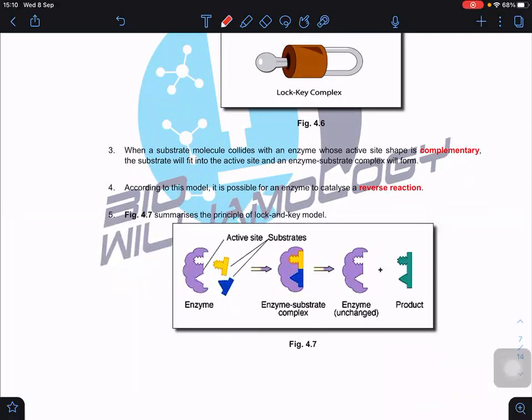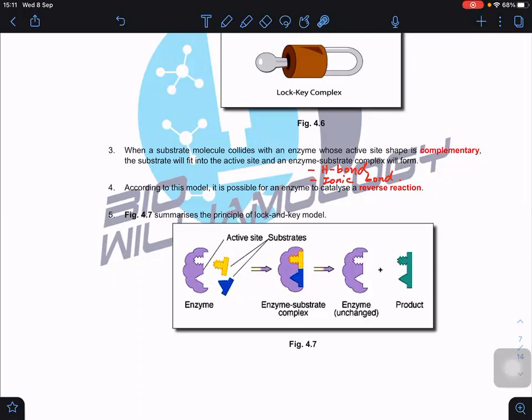How do they form this enzyme substrate complex? They form what we call temporary bonds. For example, they form hydrogen bonds. They can form ionic bonds. Okay, and according to this model, it is possible for the enzyme to catalyze the reverse reaction. Now, this is very important, okay?